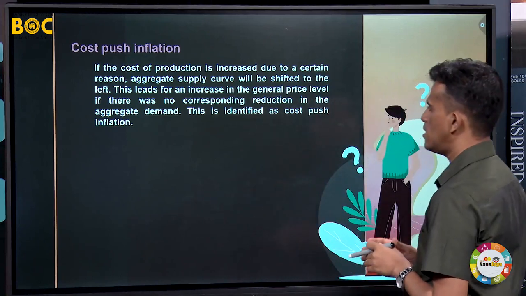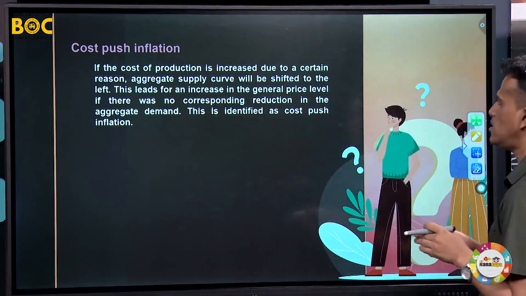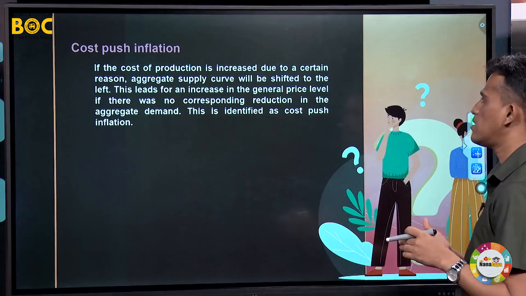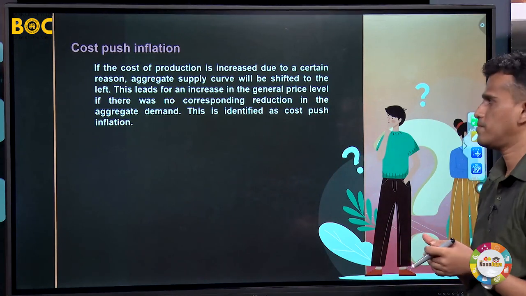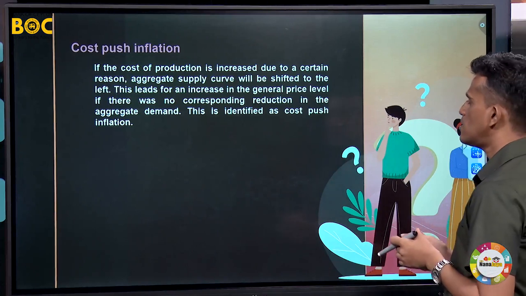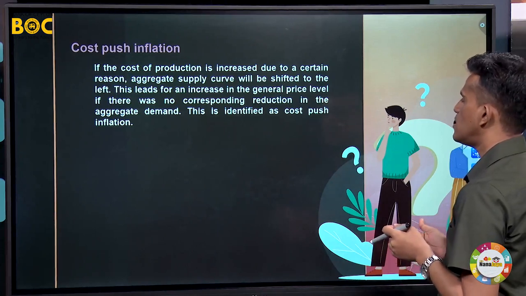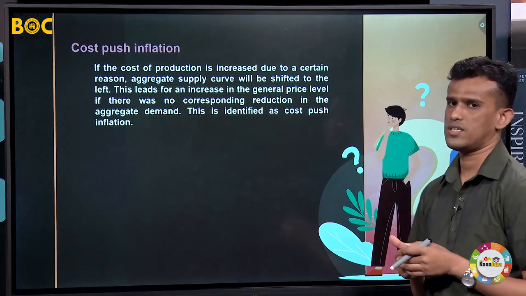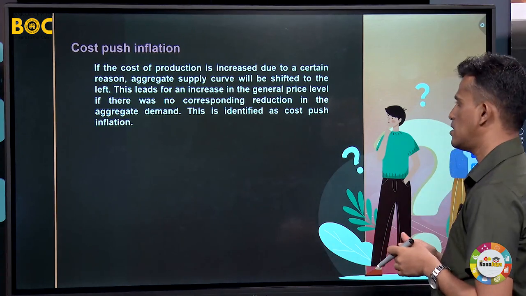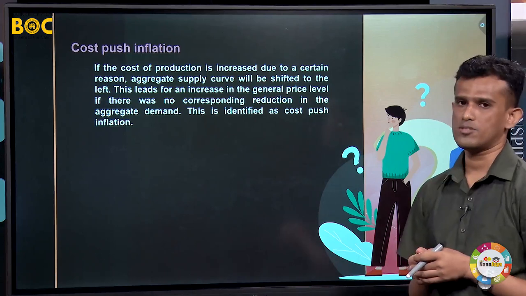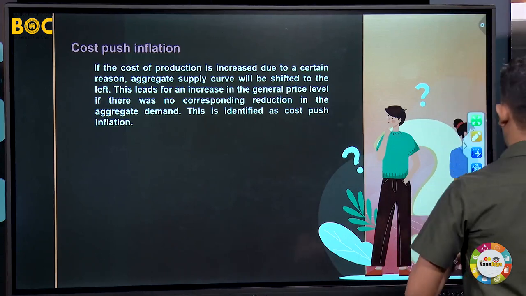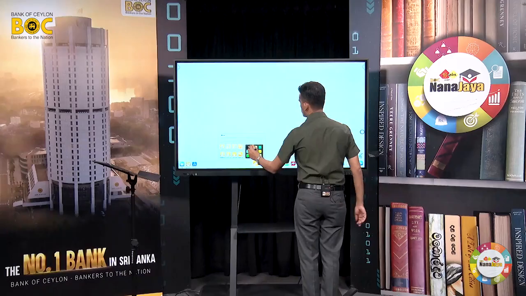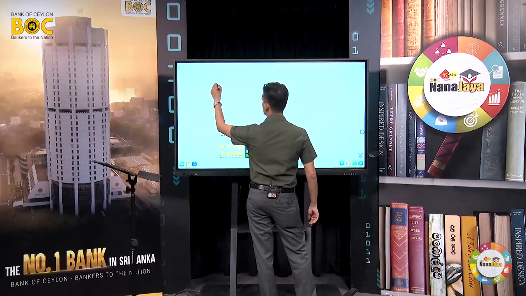So if the cost of production is increased due to a certain reason, the aggregate supply curve will be shifted to the left. This leads to an increase in the general price level if there was no corresponding reduction in the aggregate demand. This is identified as cost push inflation. We will see how to represent the cost push inflation using a diagram.